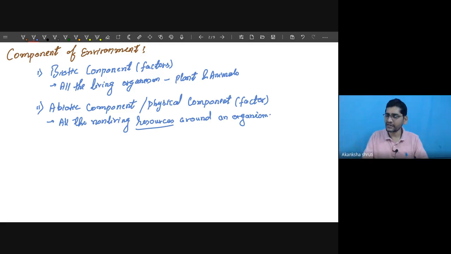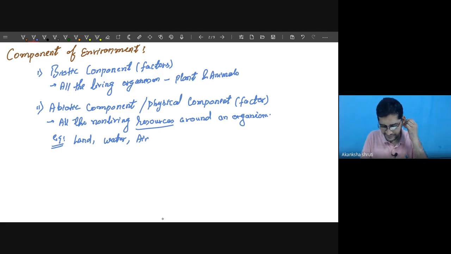Like this pen is a resource for me. Okay, but this pen may not be a resource for some other person who is not teaching. So a resource may simply be useful. So what are their examples? The examples can be the non-living, anything like our land, water, air, the energy, maybe your solar energy, or the chemical energy.